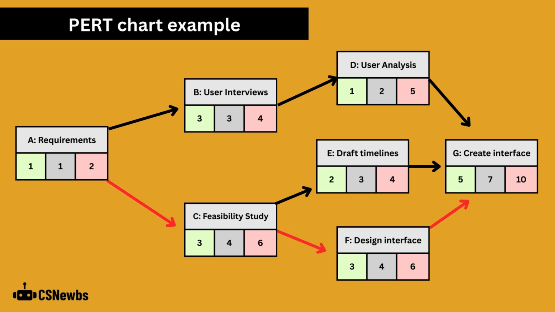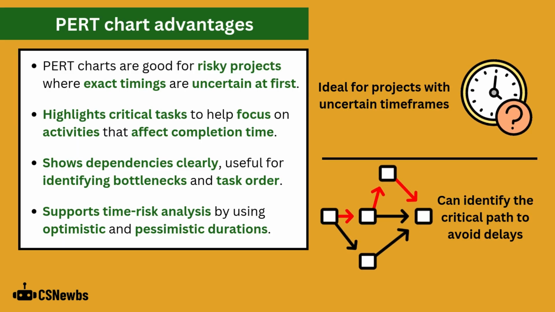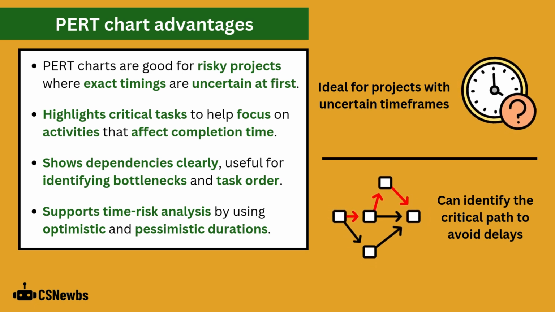PERT charts can be used to identify the critical path. This is the most time-consuming route for a project using the pessimistic times of each activity. It tells the developers the minimum time they can expect the whole project to take and which activities in particular would impact the final deadline if they were to be delayed. In this example, the critical path is A to C to F to G with a pessimistic total time of 24 days.